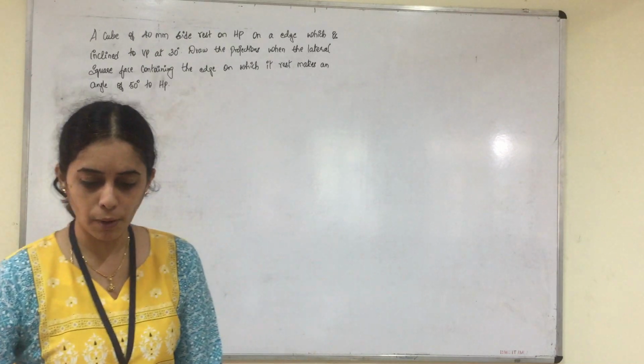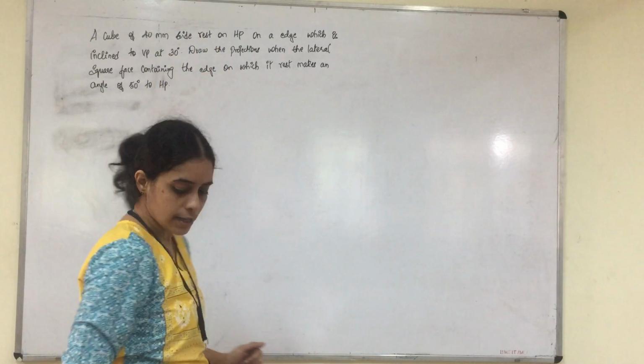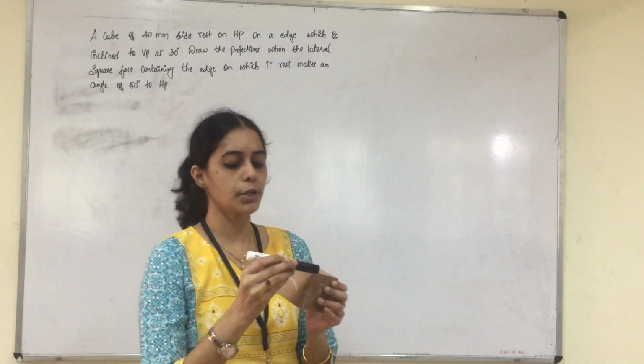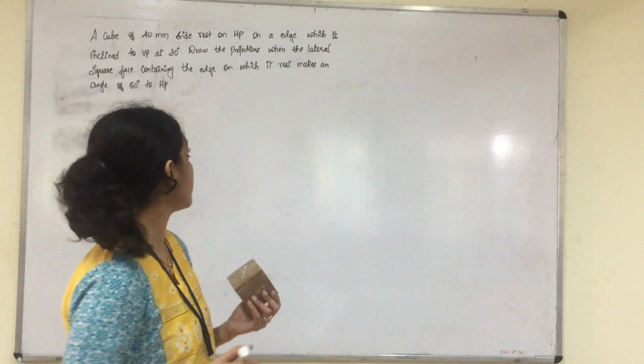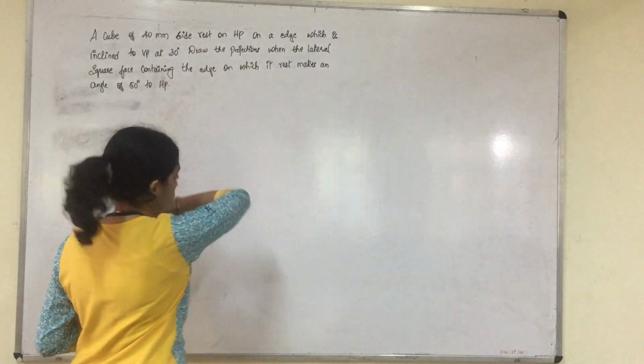So now coming to the problem, it is told that it is a cube of 40 mm side. So all sides of the cube here are of 40 mm. So how it is resting? It is resting on one of its edge, right?